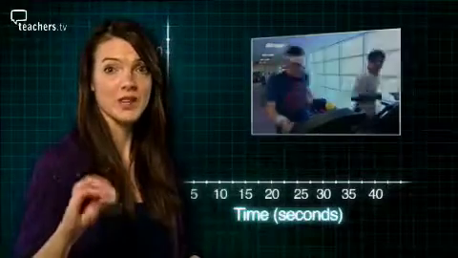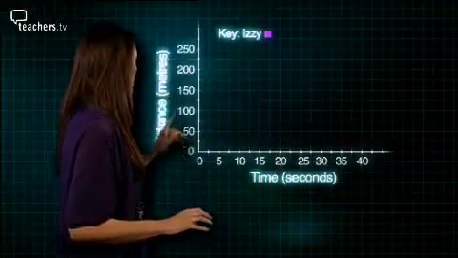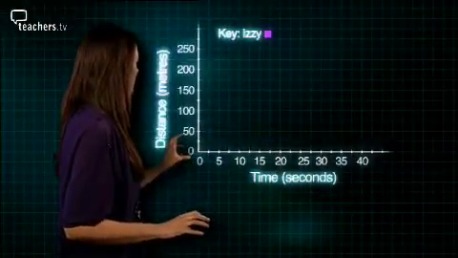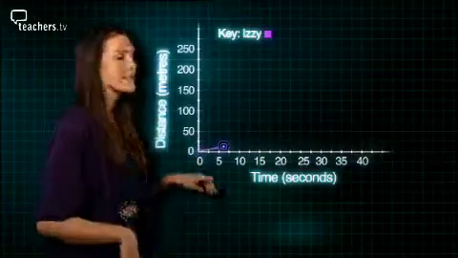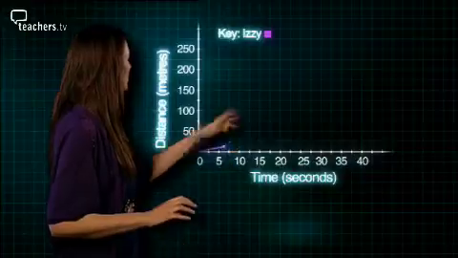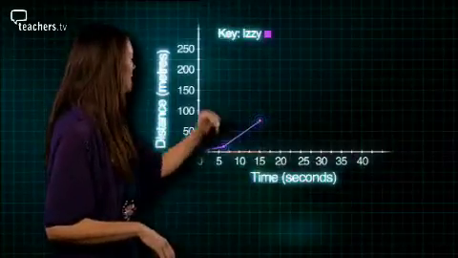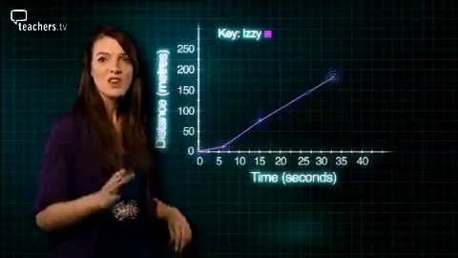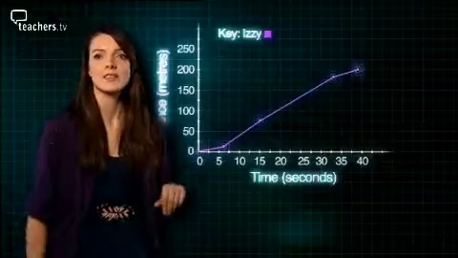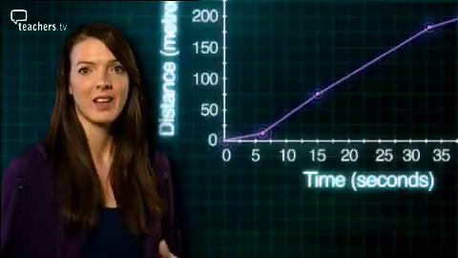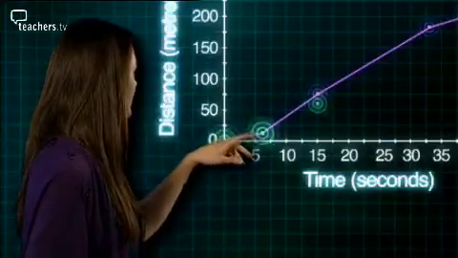But hopefully the graphs will tell a different story. Let's have Izzy first. The beginning of the race starts at 0, 0. After 6 seconds, she has travelled 12 metres. After 15 seconds, she has travelled 75 metres. After 33 seconds, she has travelled 183 metres. And she's run her 200 metres in 39 seconds. That's pretty good. Let's see how Dave's done, and let's plot his graph on the same axis.